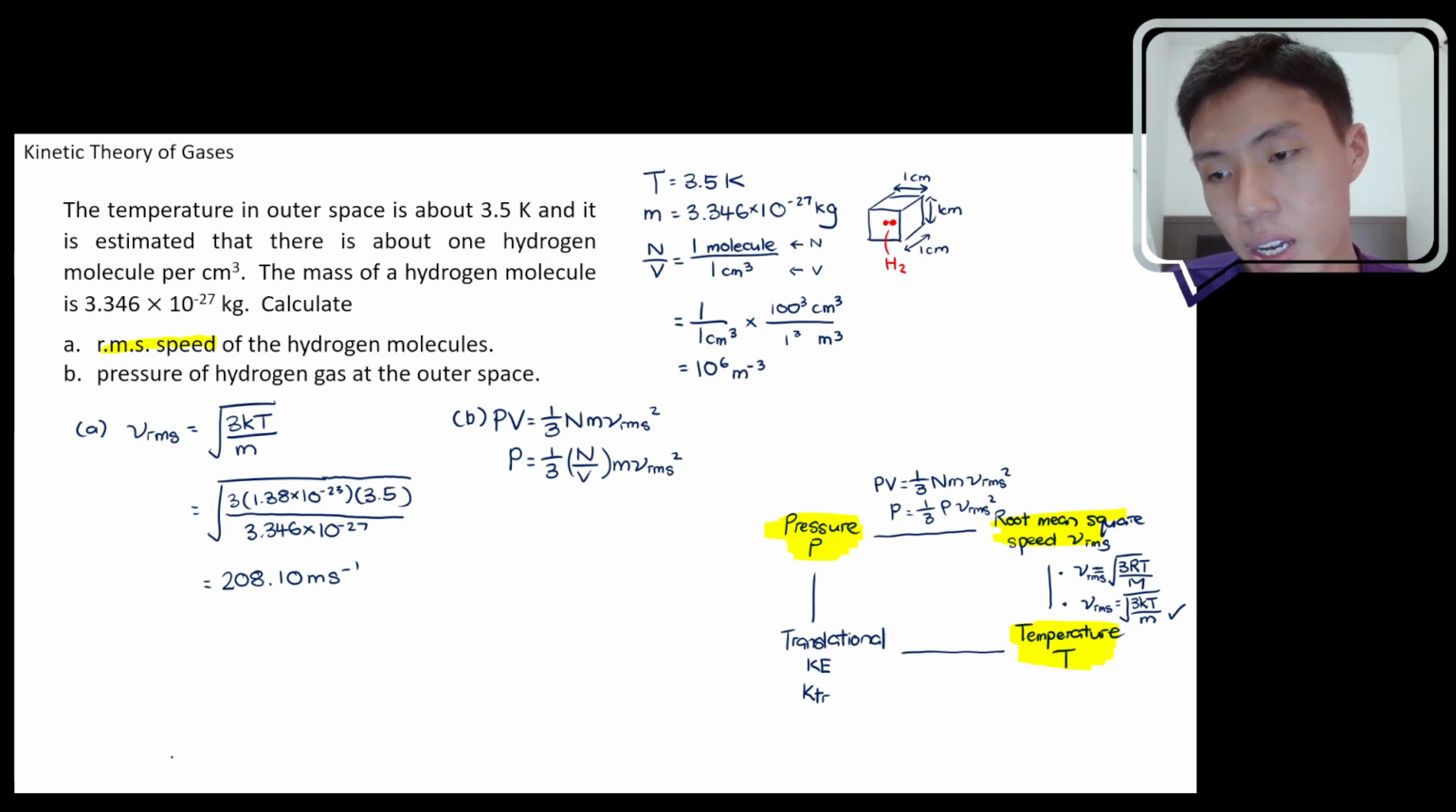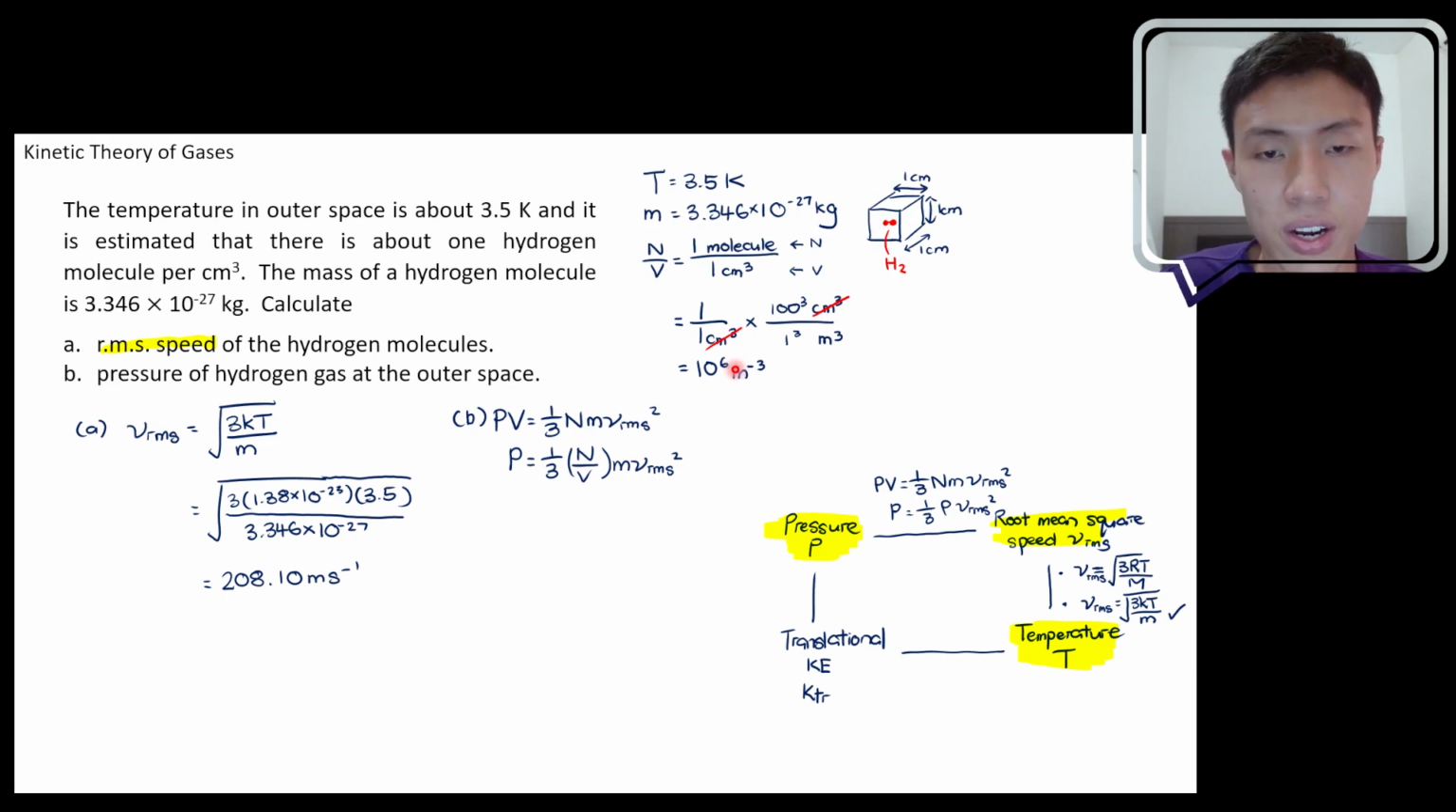Why is it m negative 3? It's because you cross out the cm cube over here, then what's left is meter cube, but meter cube is at the denominator, so it's m to the negative 3. So this is the number of molecules per unit volume. You obtain the correct unit already, so now you are just left with substitution. So let's do our substitution.